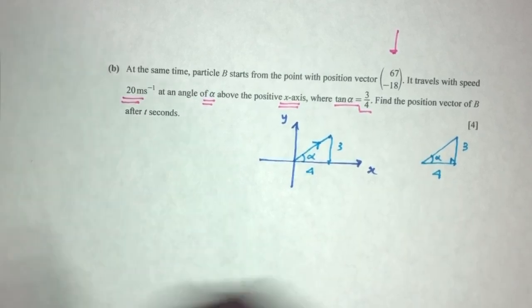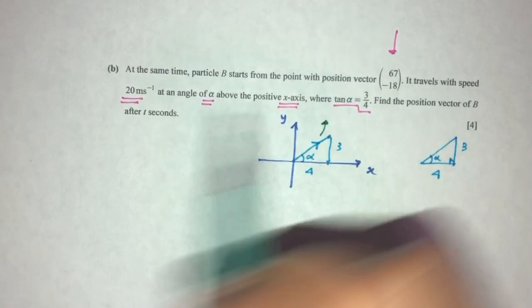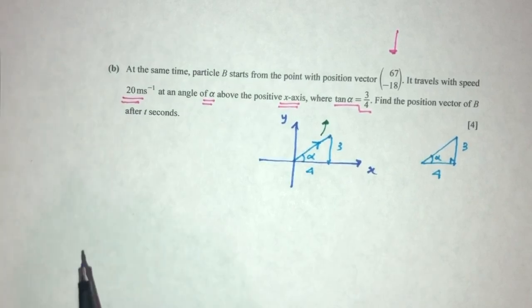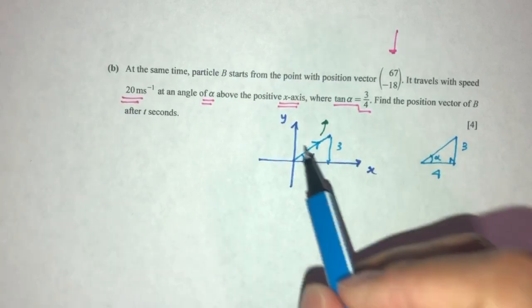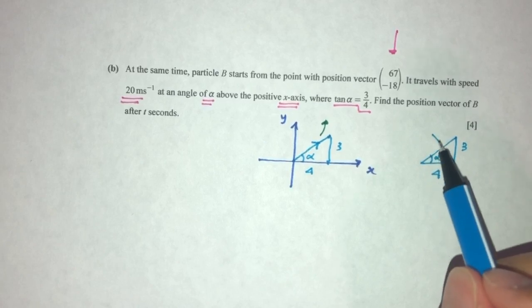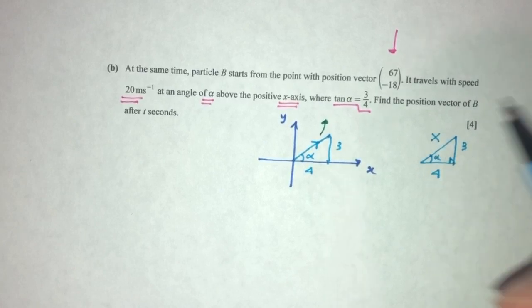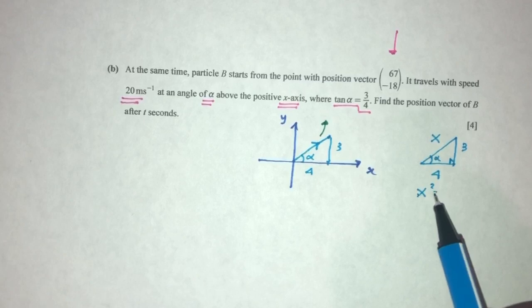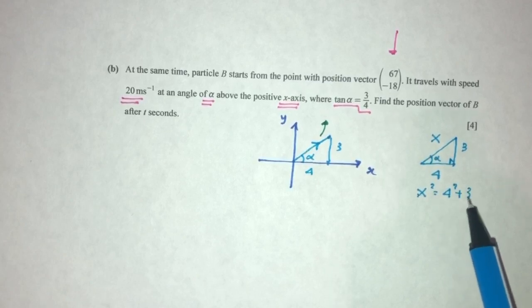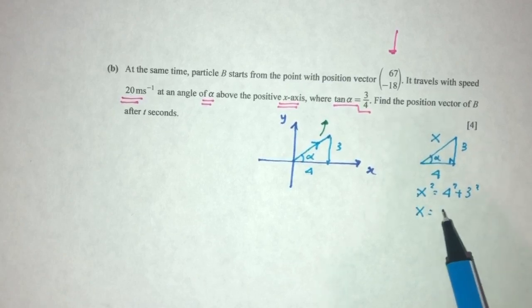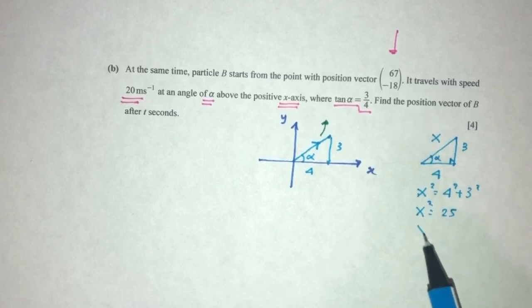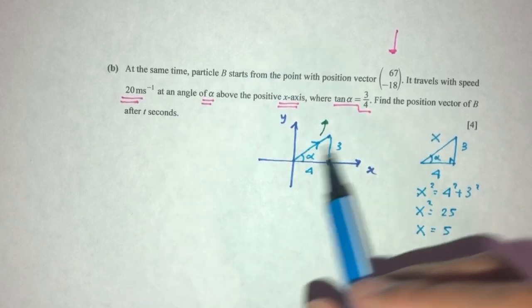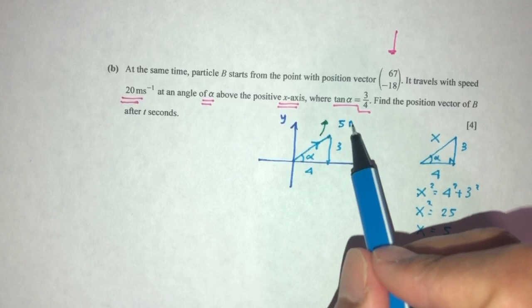So finally, we have to find this direction, right? So what is the direction, velocity? So by using the Pythagoras theorem, you can say, well, obviously, call this one x, for example. That should be x squared. Should be 4 squared plus 3 squared. X squared is the value of 25. X is the value of 5. Therefore, this direction, the velocity is 5.